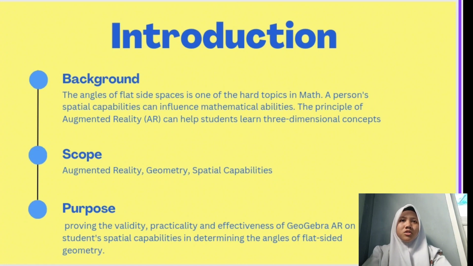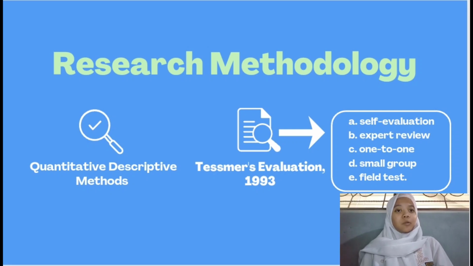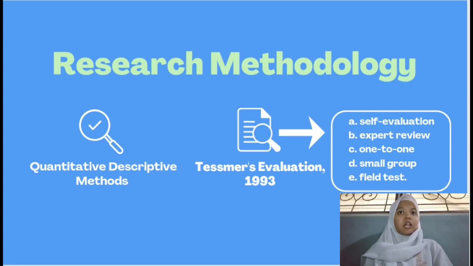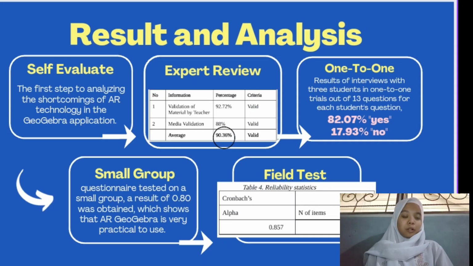Therefore, researchers want to prove the validity, practicality, and effectiveness of GeoGebra AR on students' spatial abilities in determining the angles of flat-side geometry. This research was carried out using quantitative descriptive methods. The topic is the angle between line and the plane. The research subject is one 12th grade class, and at the data analysis stage, researchers used Tessmer Evaluation 1993, which consists of self-evaluation, expert review by calculating expert validation result, one-to-one by analyzing the questionnaires, small group by calculating the questionnaires value conversion, and field test by finding the reliability interpretation.